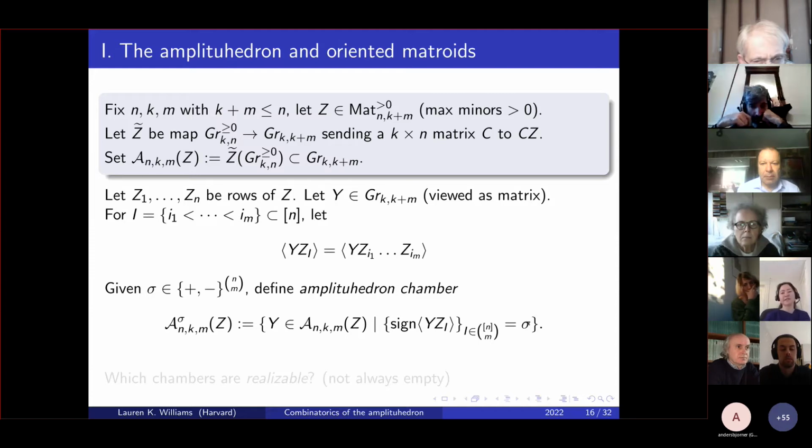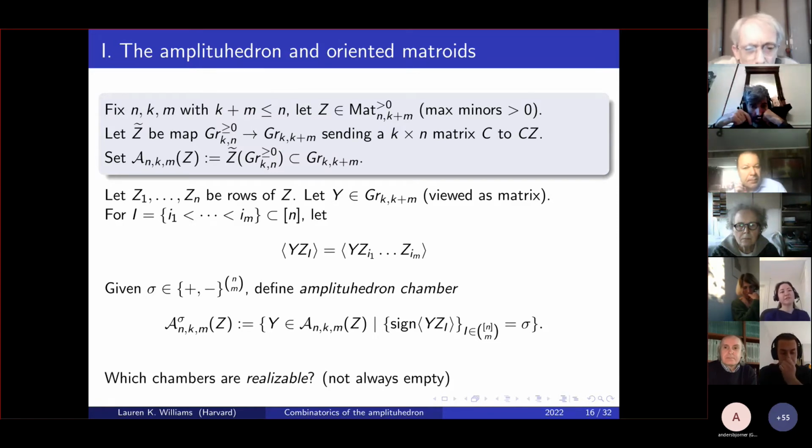Okay, so we're doing something just like the matroid stratification. We're just dividing it into pieces based on signs of our coordinates. And of course, the natural question is, when is a chamber realizable? When is it not empty? In general, for the matroid stratification, many strata are empty, right? Most matroids are not realizable.